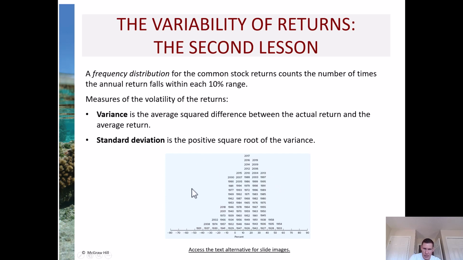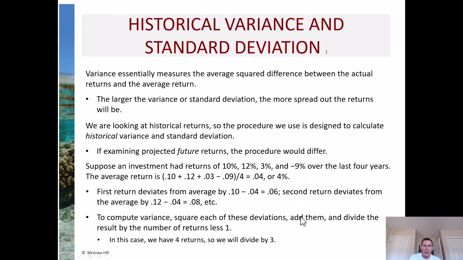So here you can see what looks a little bit like a normal distribution, and that of course is intentional because we would expect it to follow a normal pattern. Now the variance essentially measures the average squared difference between the actual returns and the average return. So the larger the variance or standard deviation, the more spread out the returns will be.